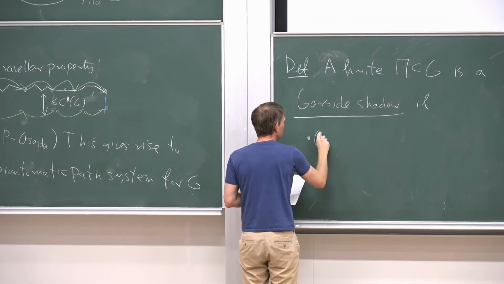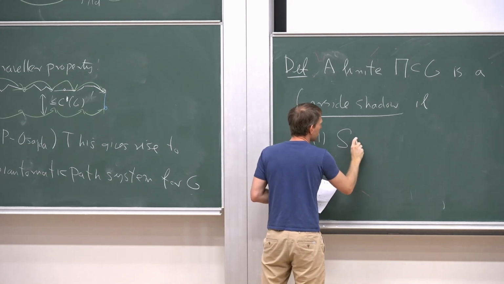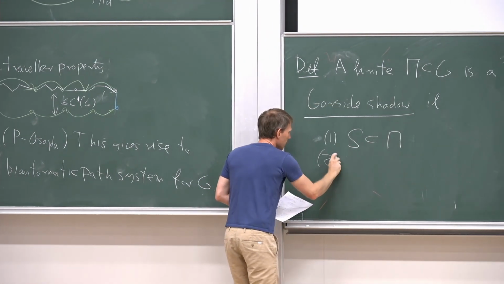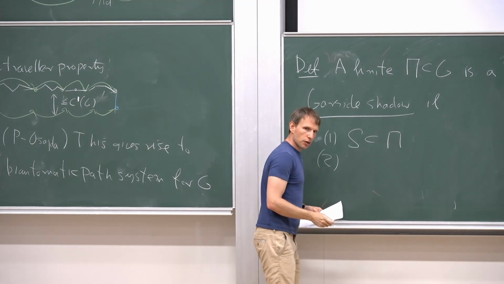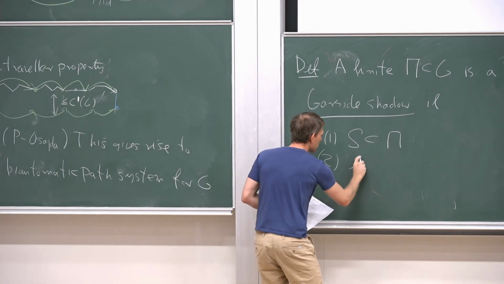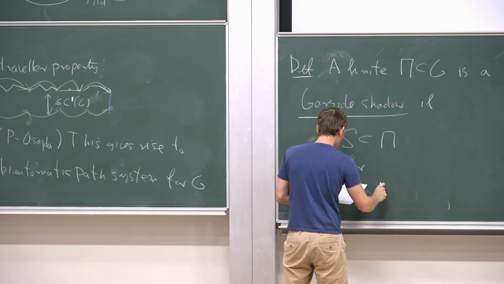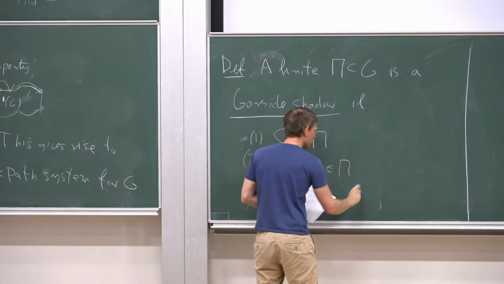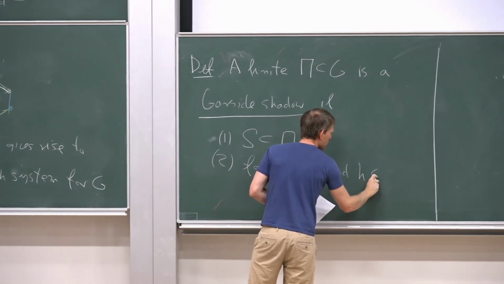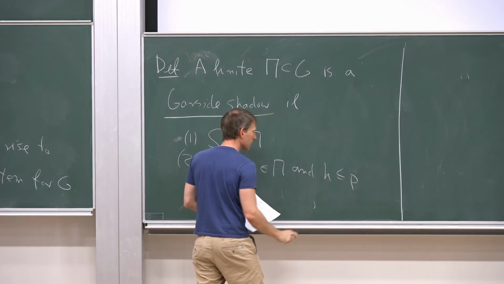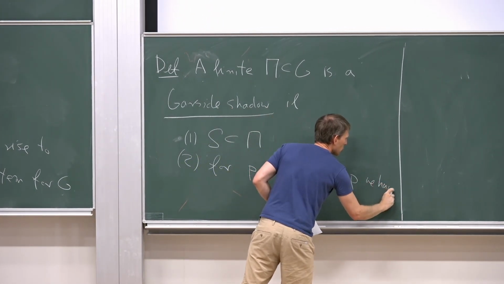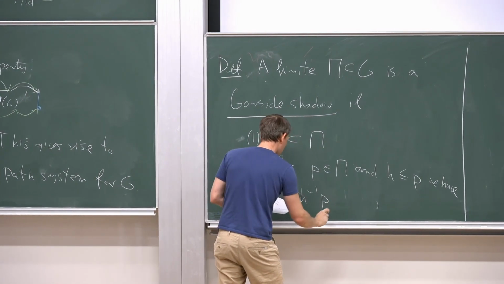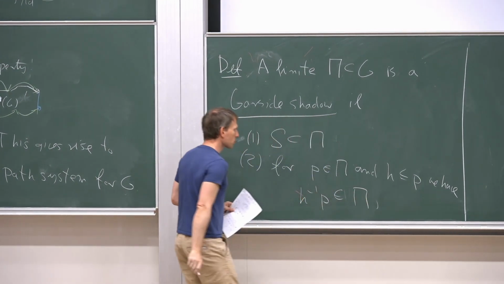First of all, we assume that the generating set is contained in the shadow. Second of all, the shadow is invariant under suffixes. So this means that for any element p in the shadow and some element h smaller than p, for any prefix, if we look at the corresponding suffix, the corresponding suffix is h inverse p, that the suffix also belongs to the shadow.